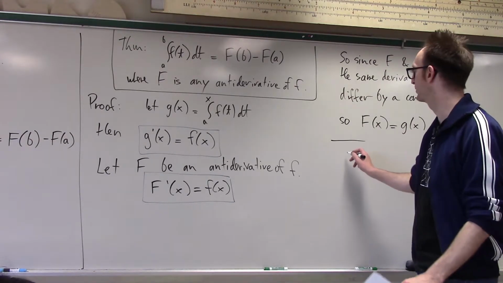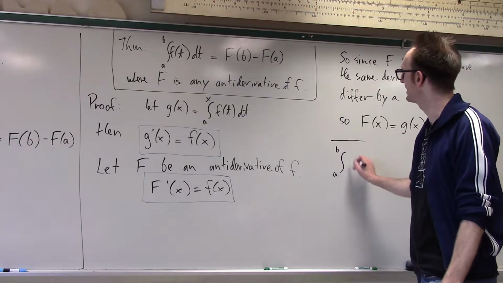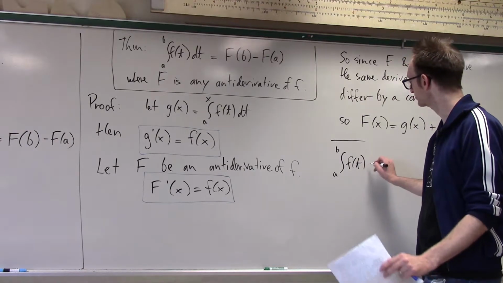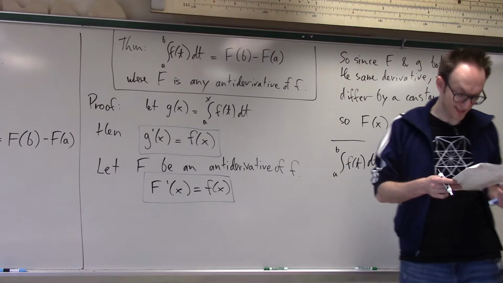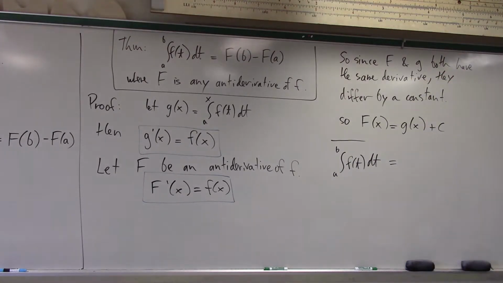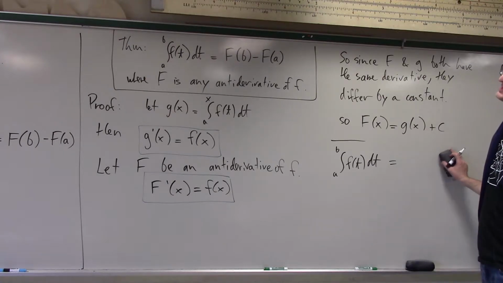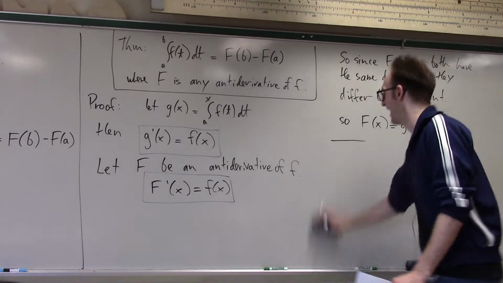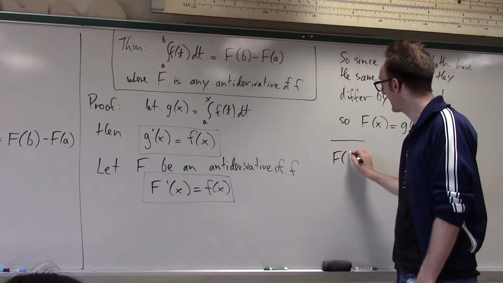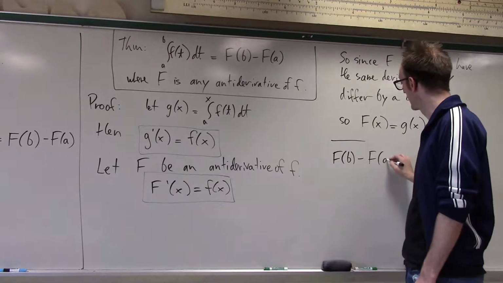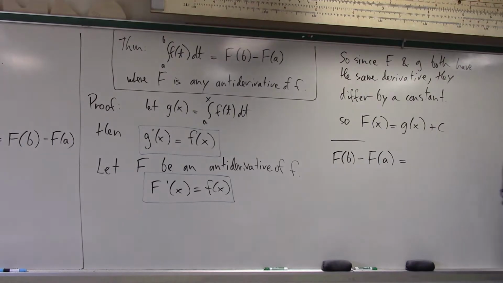Take the integral from a to b of f. What is it? Actually, I guess this isn't the way to do it. Maybe going from right to left is the better way. So take big F of b minus big F of a. What is big F of b minus big F of a? Starting on the right-hand side of the theorem I'm trying to prove.